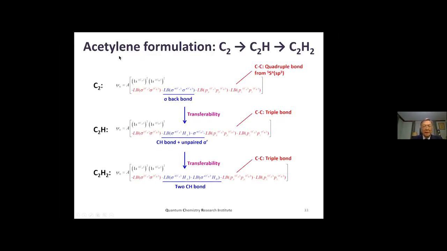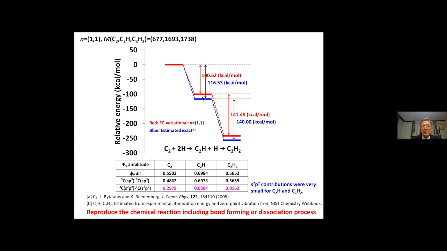And we also studied the acetylene formation reaction, C2H, acetylene. And we calculated the energy difference. This is a result. Blue is the exact energy. Red is our result. This comparison is rather good. And in such a way, we could get some results from free component Sij theory.